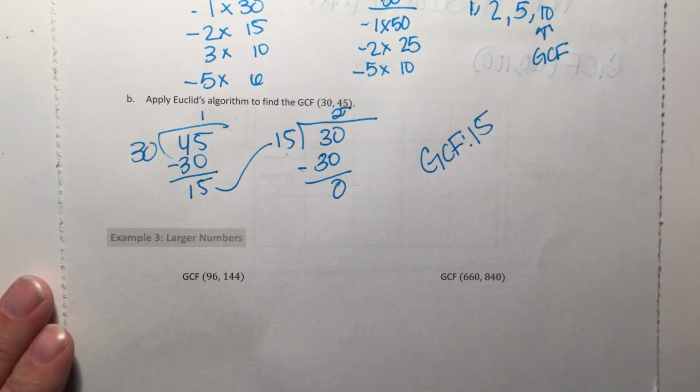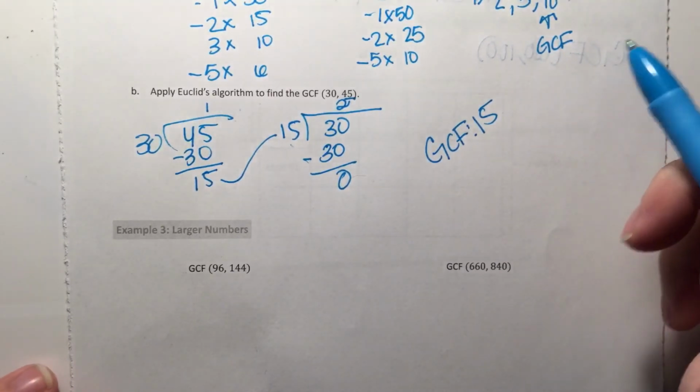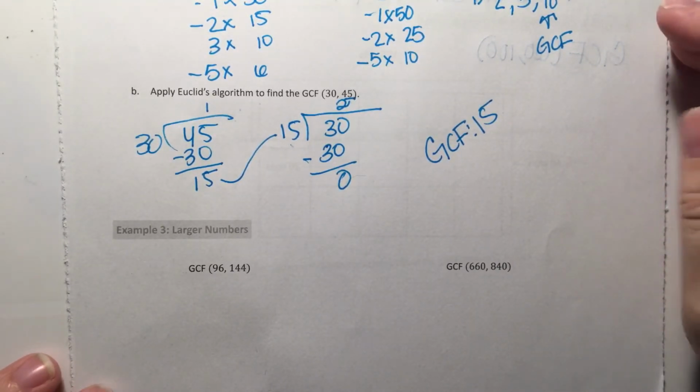If we know our 15s, which I know not everybody knows their 15s. That's okay. I just know it from counting a clock. 15, 30, 45, 60. Okay.